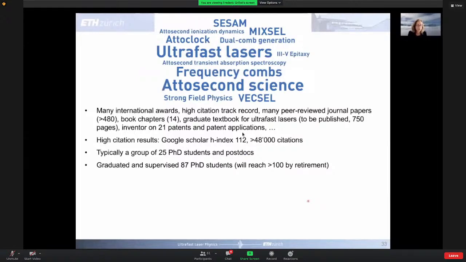I've had a very successful career, and all excellence markers are there: many publications and high citation results. I had a good group size for many, many years, typically around 25 PhD students and postdocs. And by the time I retire in 3 years, I will reach more than 100 PhD students.